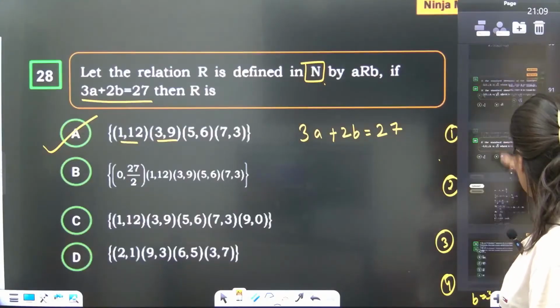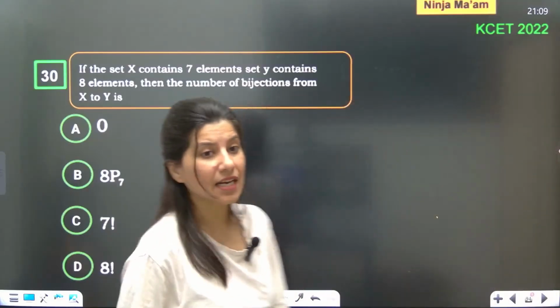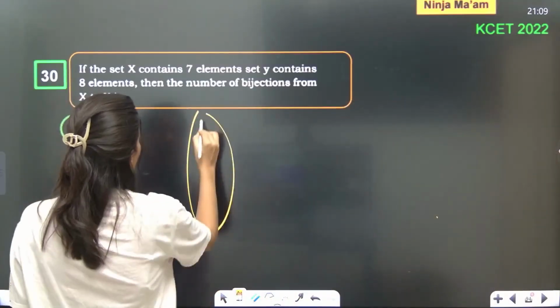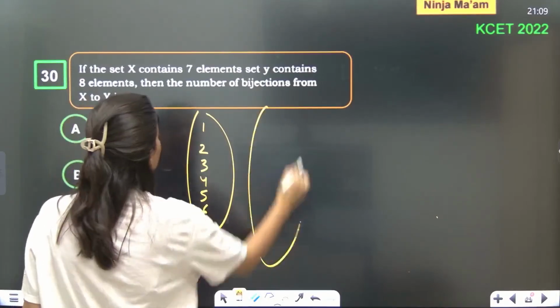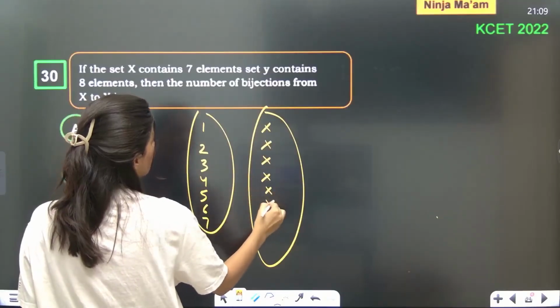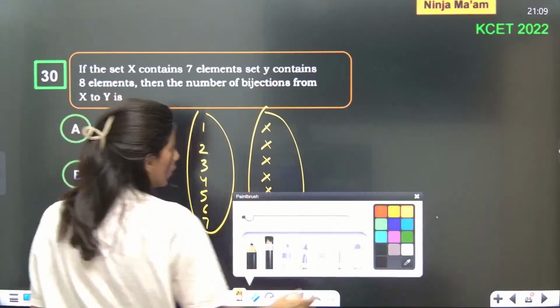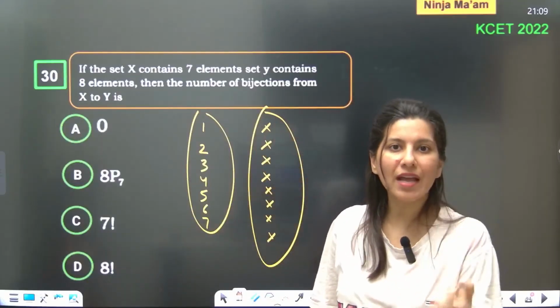Okay, now the next question on your screen is this. If the set X contains 7 elements, 1, 2, 3, 4, 5, 6, 7, and set Y contains 8 elements, 1, 2, 3, 4, 5, 6, 7, 8, then they are talking about the number of bijective functions. Bijective means one-one and onto.